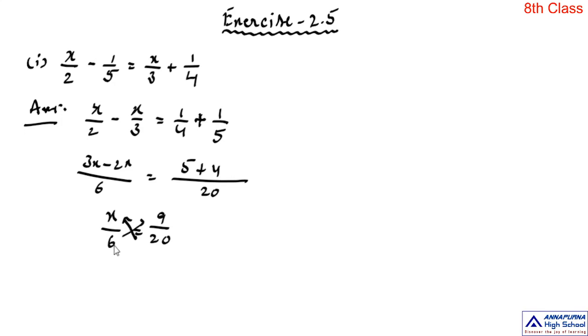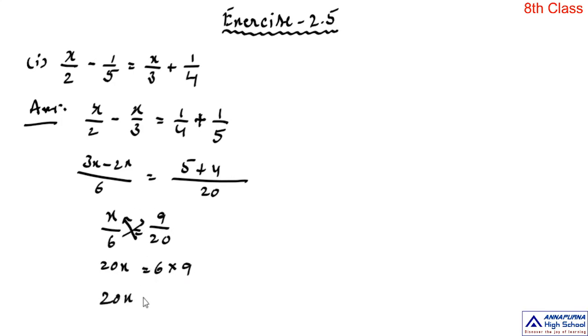So 6 is in denominator, that means it divides the x. So when you transpose it to right side, it multiplies the right side part, and 20 is in denominator, means it divides the 9. So when you transpose it to left side, it multiplies the left side part. Simply that process we call cross multiplication. So x into 20, 20x is equal to 6 into 9. This is what we call cross multiplication.